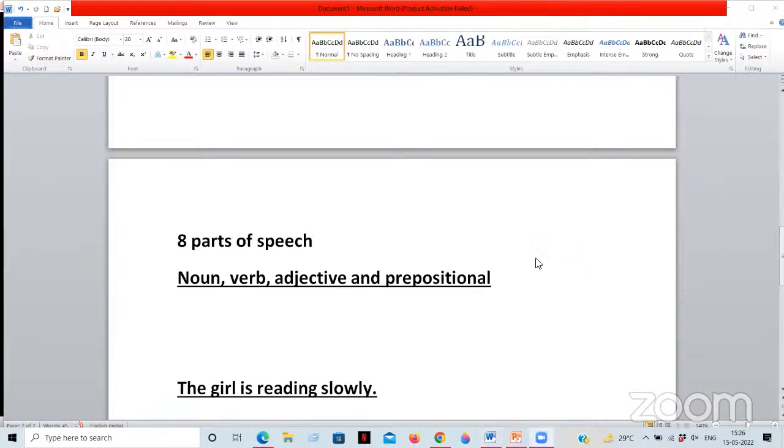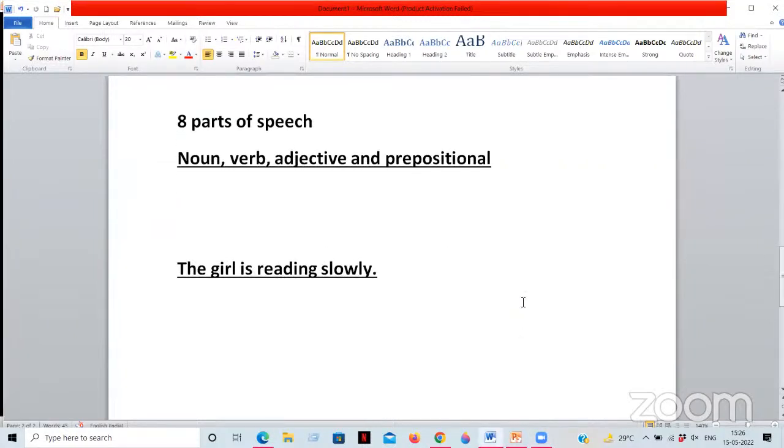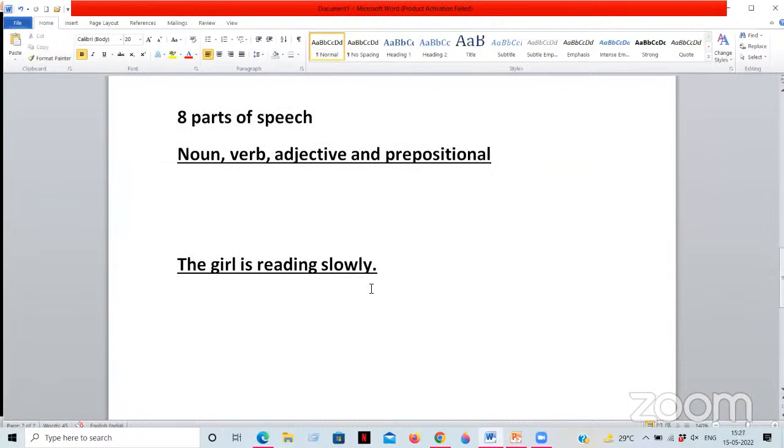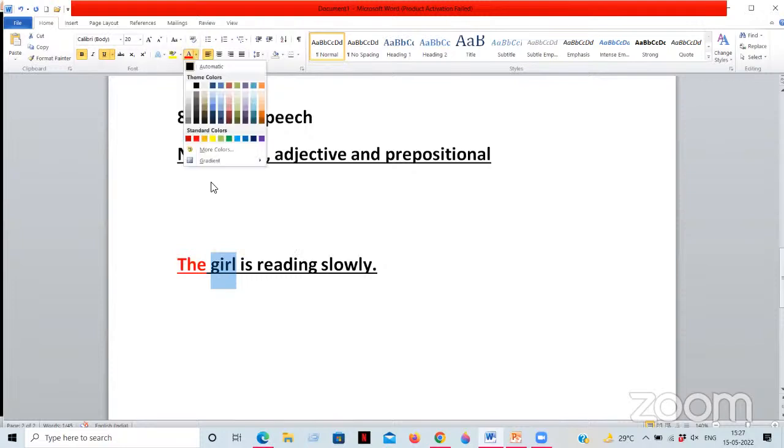Okay, so let's talk about this one. See, the girl is reading slowly. Here, this particular sentence has a phrase that is called a noun phrase. A noun phrase must have a determiner. It could be a predeterminer or postdeterminer. Then it should have a noun as well. So this could also be called a noun phrase.